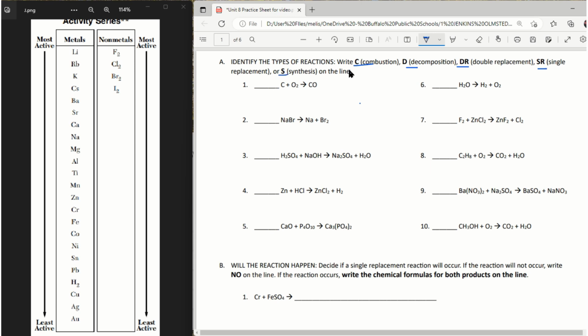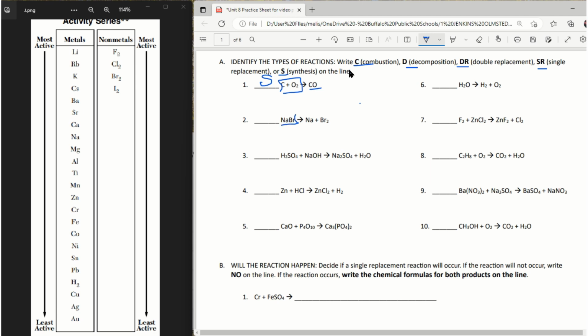So let's look at one. What do I have here? Well, I have two reactants and one product. So I'm building something, making one thing out of more than one thing. That's synthesis.